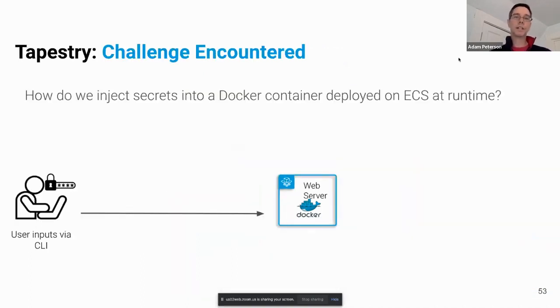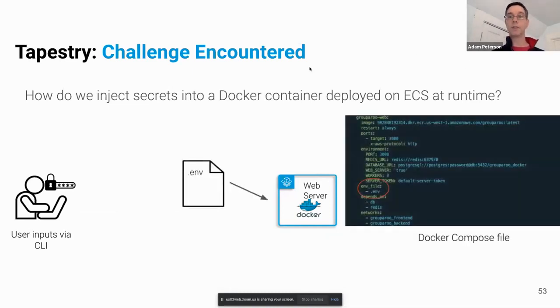One particularly interesting challenge that we faced when deploying Grouparoo was determining how to inject sensitive user inputs, like API keys or passwords, into the Docker container for the Grouparoo web application. For Grouparoo we needed to reference these inputs in config files as environmental variables. And as we soon learned, you can pass environmental variables to a container by referencing a local .env file in a Docker Compose YAML file. And this solved part of the problem, right?